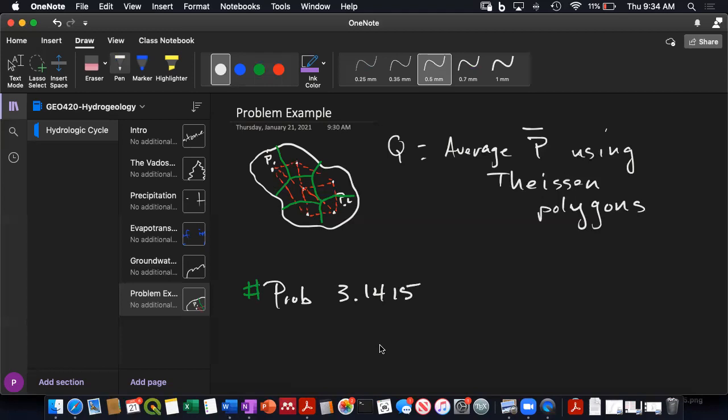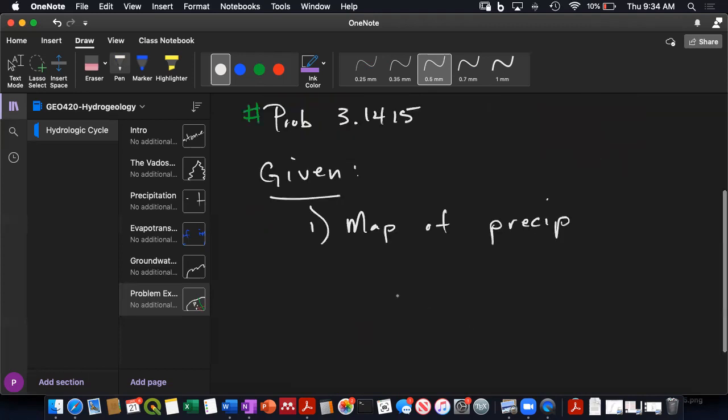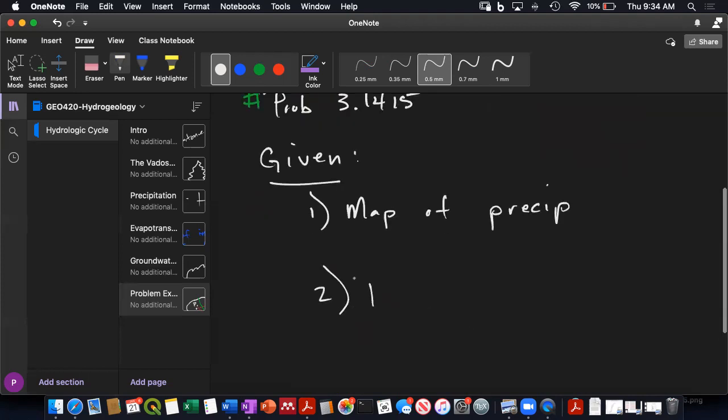All right. Given, this is my first section. Now you're gonna tell me everything you're gonna use here to solve this problem. All right, so things I've been given. Given one, map of precip. Given two, precip values, P1 to P sub I.